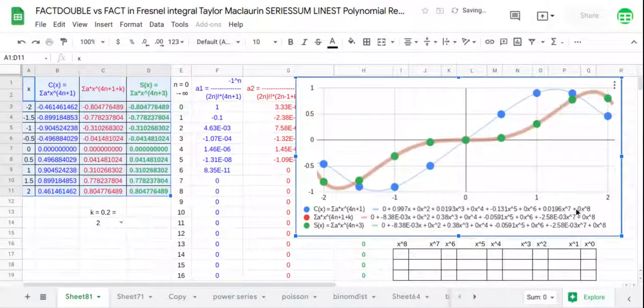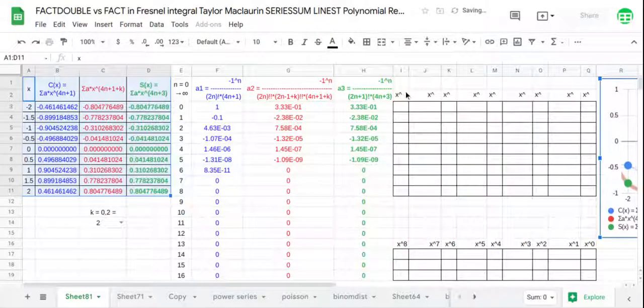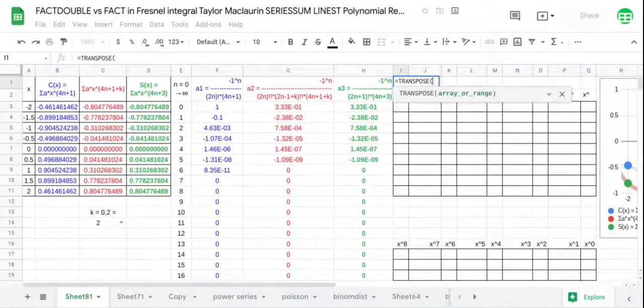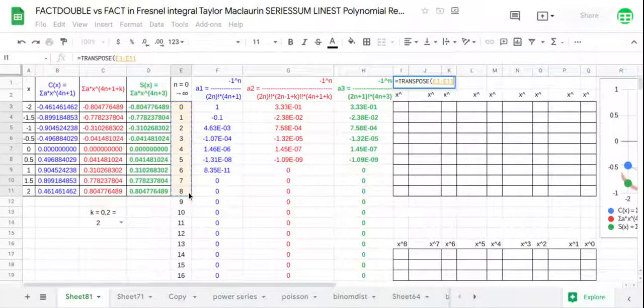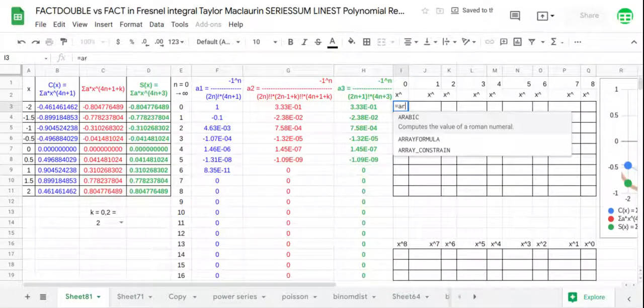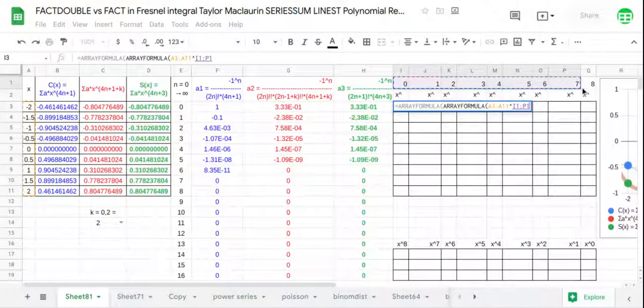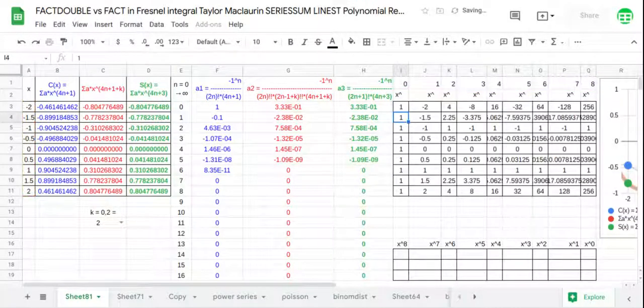We'll calculate these polynomial regression coefficients using LINEST. To do that, we use the LINEST matrix. We start from the power, which is transpose 0 to 8. And the elements of the matrix, so array formula of the x values raised to the power 0 to 8. Then enter.